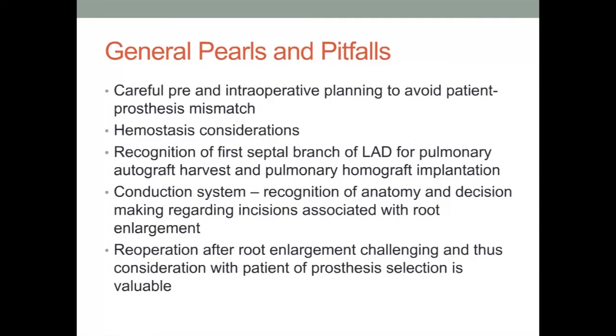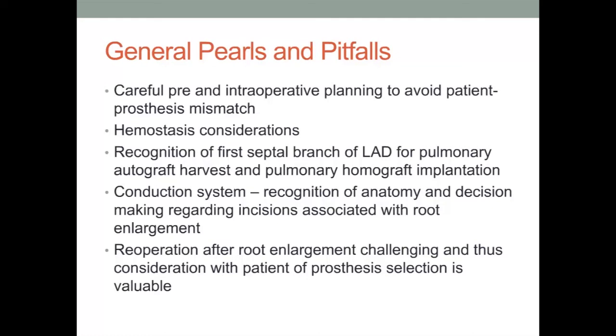As with any challenging surgical approach or technique, a mindful strategy regarding pearls and pitfalls should be recognized. Careful preoperative and intraoperative planning is essential to delineate options regarding enlargement techniques, as well as to avoid patient prosthesis mismatch. This is defined as a valve with an area that is insufficient relative to the patient's body surface area. It is calculated as the effective valve orifice area divided by the body surface area.